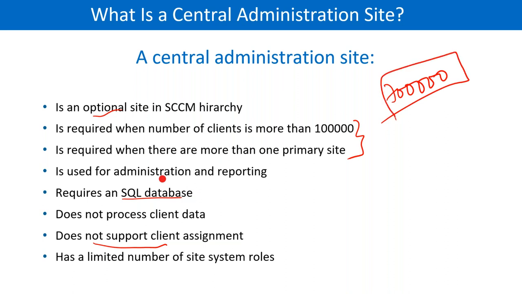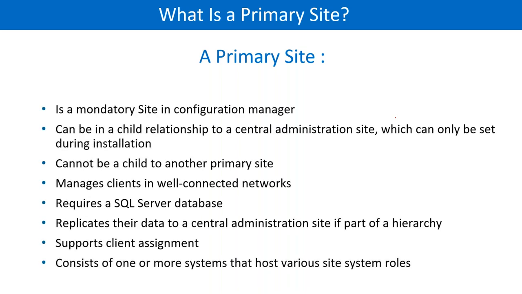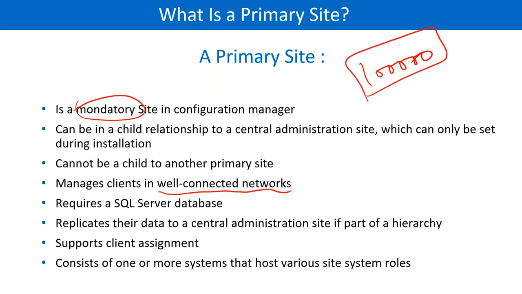Now let's talk about the primary site, the main site in SCCM. This is your mandatory one. Wherever you go, you have to have a primary site. Without this, you cannot manage devices. Simple as that. It's a mandatory site. Now it manages devices in a well-connected network. It manages up to 100,000 devices. The maximum limit of a primary site is 100,000 devices. Just like central, it also needs a SQL Server database to store the data.